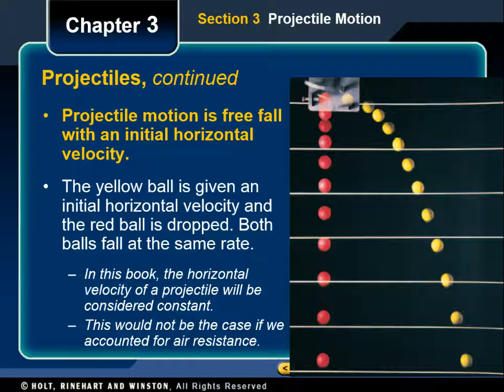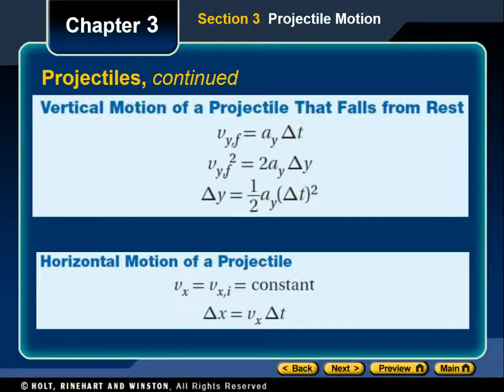Now consider the components of motion of the yellow ball that is launched, again in figure 3.4 on the screen now. This ball undergoes the same horizontal displacement during each time interval. This means that the ball's horizontal velocity remains constant, if air resistance is assumed to be negligible. Thus, when the kinematic equations are used to analyze the horizontal motion of a projectile, the initial horizontal velocity is equal to the horizontal velocity throughout the projectile's flight. A projectile's horizontal motion is described by the equation at the bottom of your screen now.